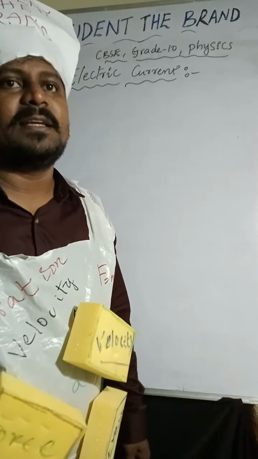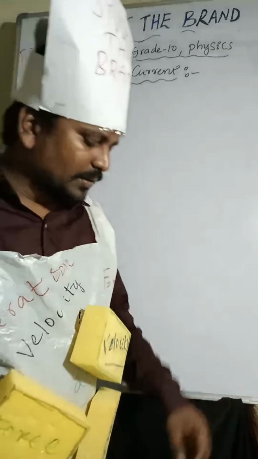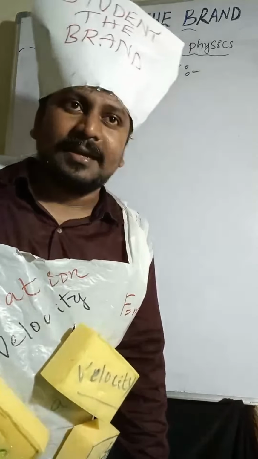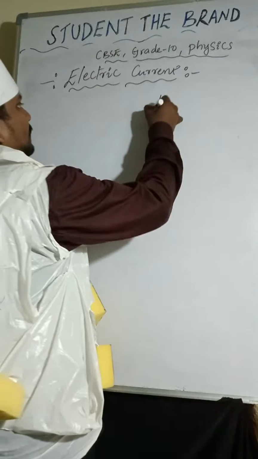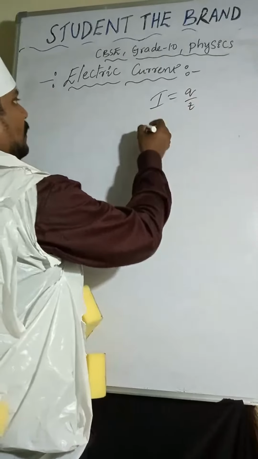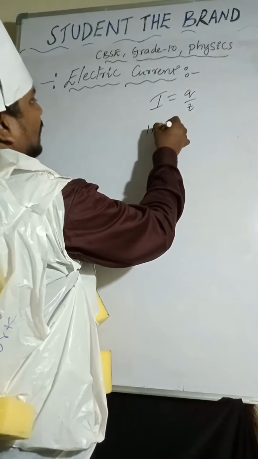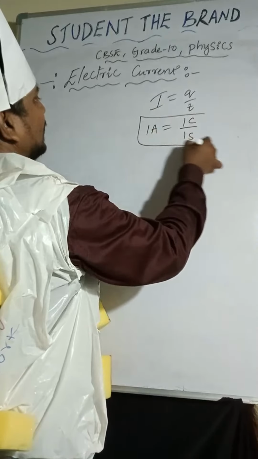So today's topic is electric current, CBSE Grade 10 Physics. Electric current is nothing but the rate of flow of charge. I equals Q by T. The SI unit of current is ampere. The SI unit of charge is coulomb. The SI unit of time is second.